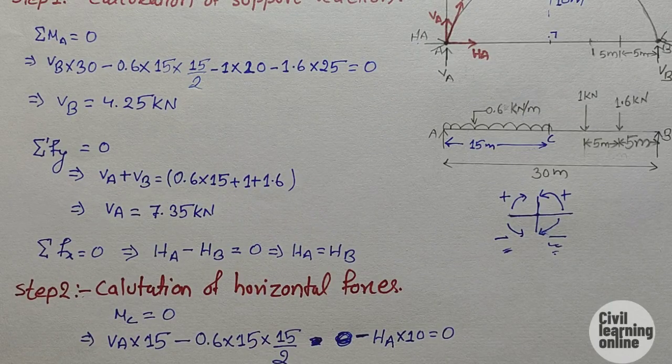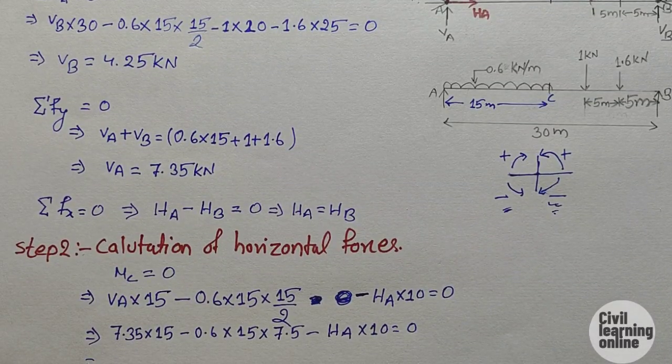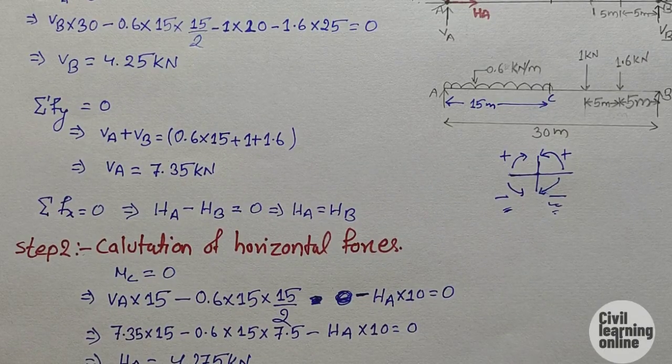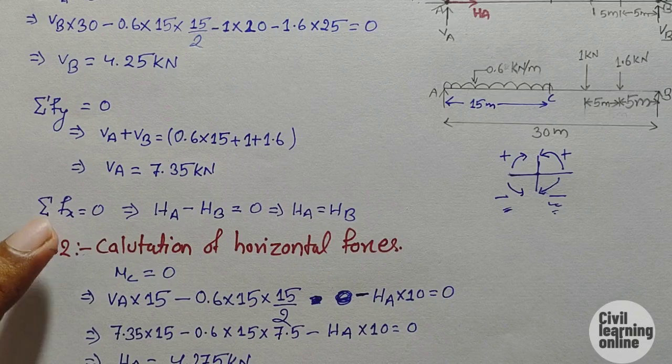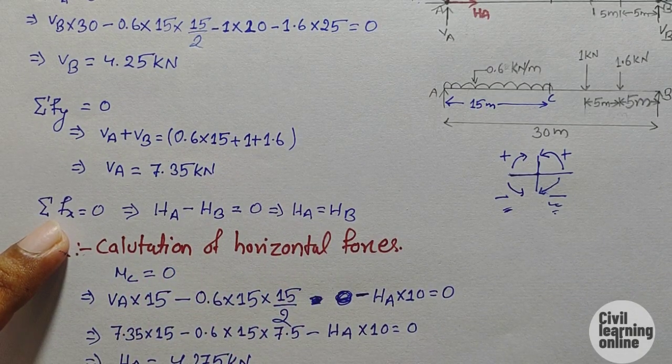Now put down the value of VA, that is 7.35 into 15 minus 0.6 into 15 into 7.5 minus HA into 10 equals to 0. Now from here we will get the value of HA, which will be equals to 4.275 kilonewton, and from the static equilibrium equation we have come to know that HA equals HB, so we will have HB equals 4.275 kilonewton.